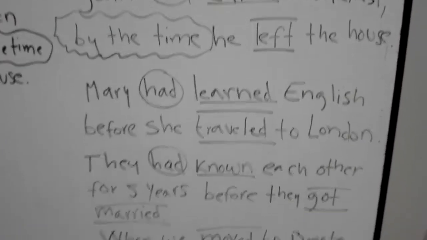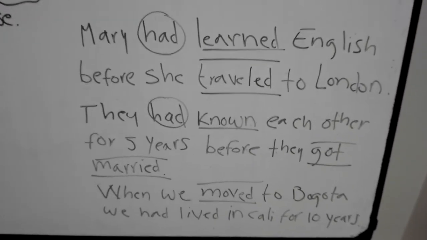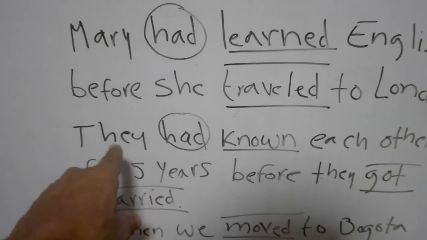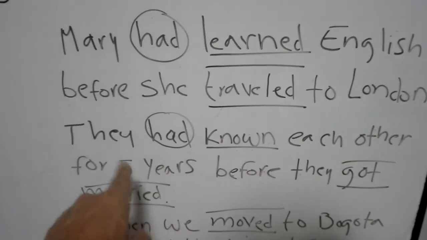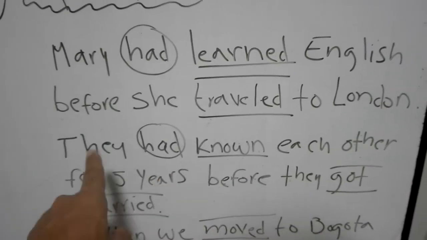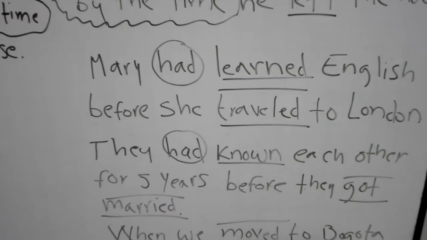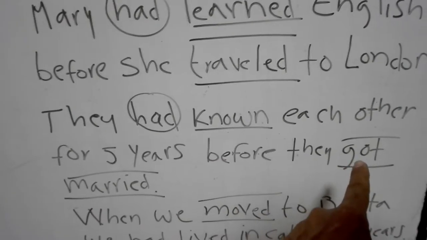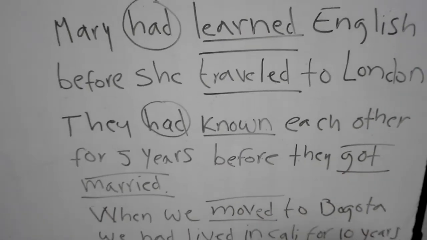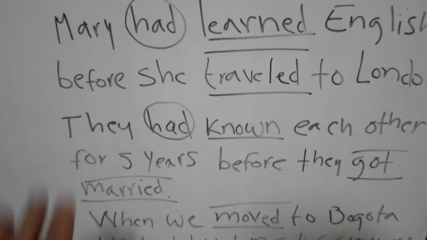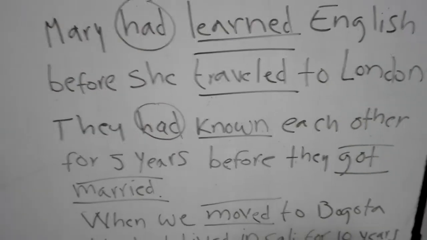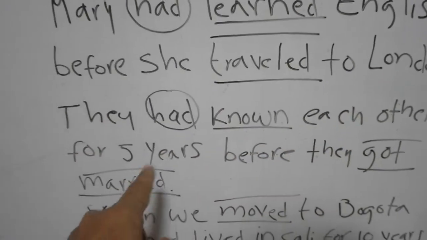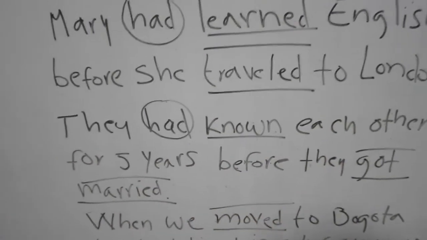So now let's see another example. They had known each other for 5 years. Okay, here is the sentence in past perfect. Before they got married. Here is in past simple, you see? They had known each other for 5 years. This happened first. And then, okay, they got married. They had known each other for 5 years before they got married.